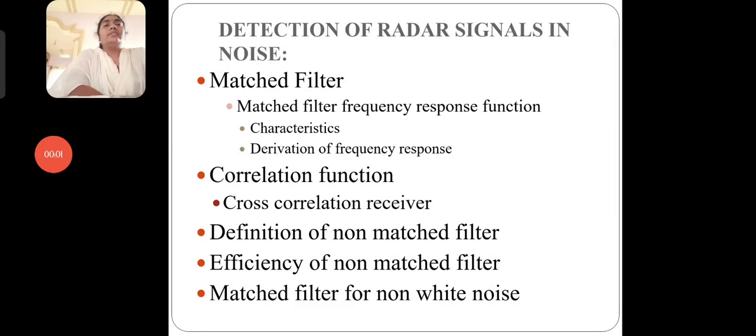Today we are going to discuss the topic of detection of radar signal in noise. So, detection of radar signal in noise. Here, what are the methods by which we are going to take the original signal out of the noise? The methods we are using are matched filters, correlation function, definition of non-matched filters, efficiency of non-matched filters, and matched filters for non-white noise.